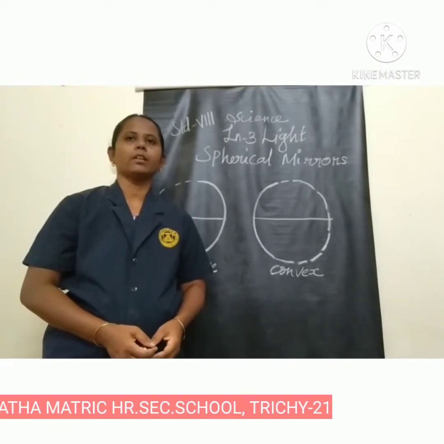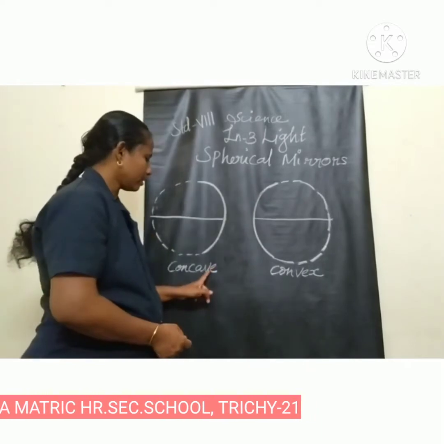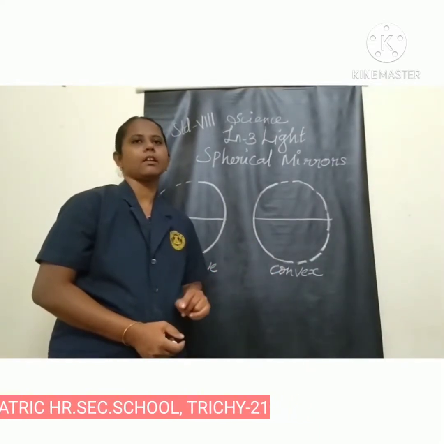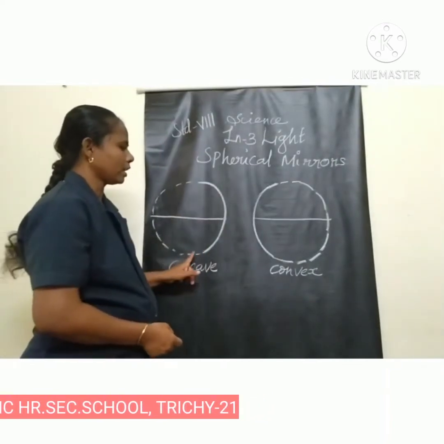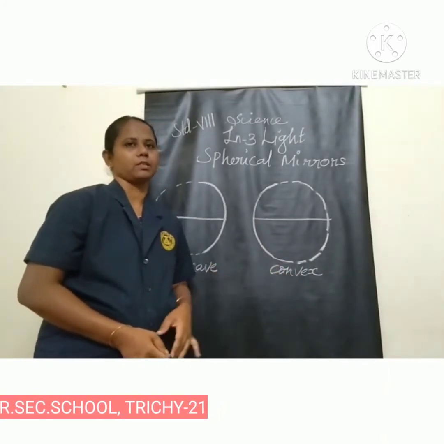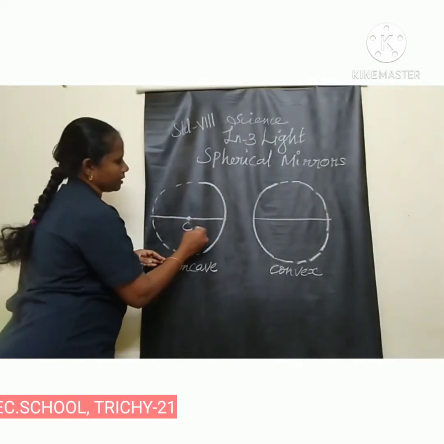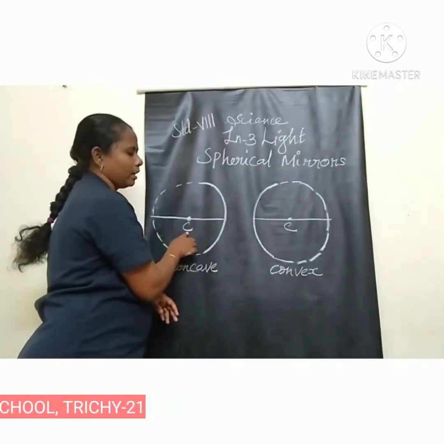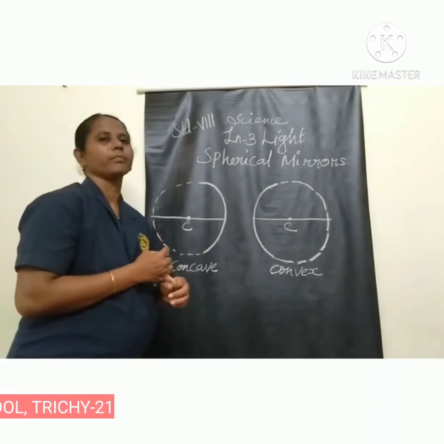Let us see the terms related to spherical mirrors, the concave mirror and convex mirror. The first one, center of curvature. The center of the sphere in the concave and convex mirror from which the mirror is made. It is the center point C. This is the center of curvature in the concave and convex mirror. This is the first term.